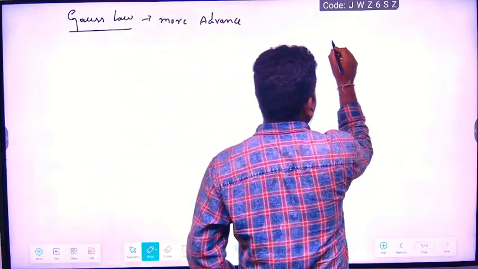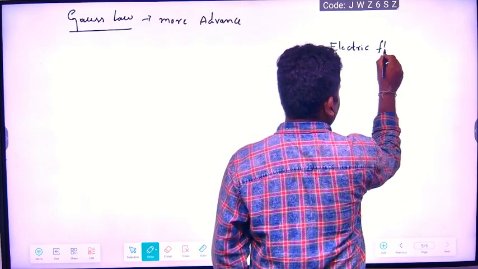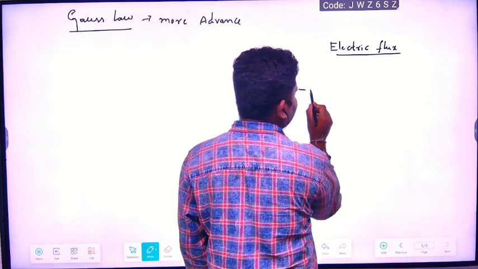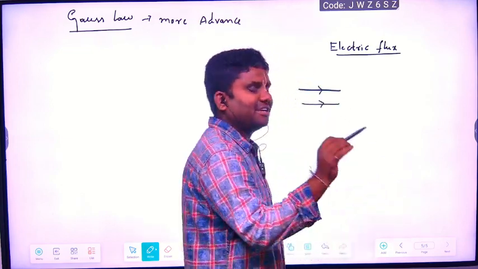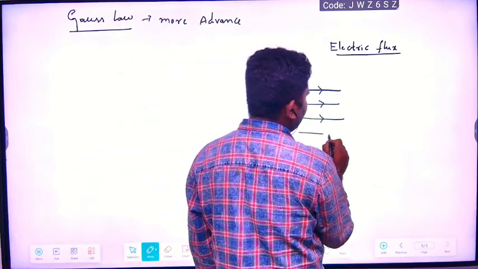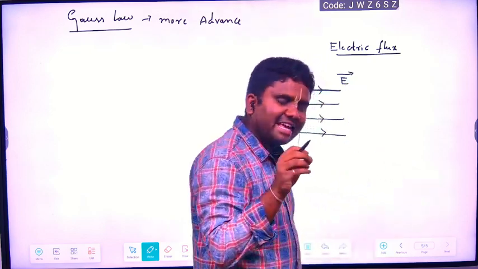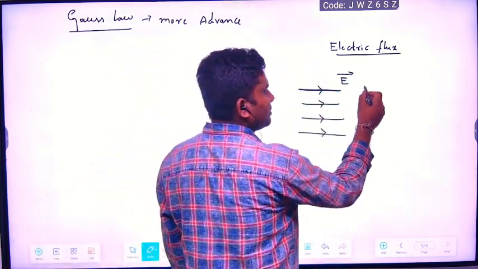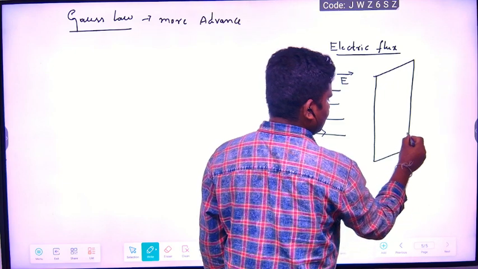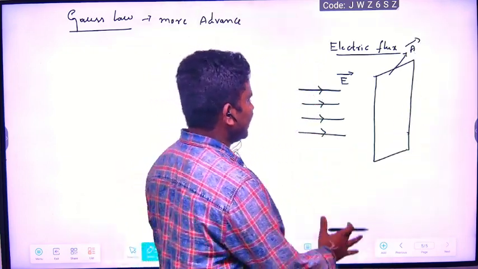So what is electric flux? Where there is an electric field, there are electric field lines. Electric field lines are the representation of electric field. From any charge or source, the electric field lines, which I will write as E vector, are moving. If electric field lines are there, electric field is there. Now, when these electric field lines are passing through any one surface area, this is the surface area of cross section.